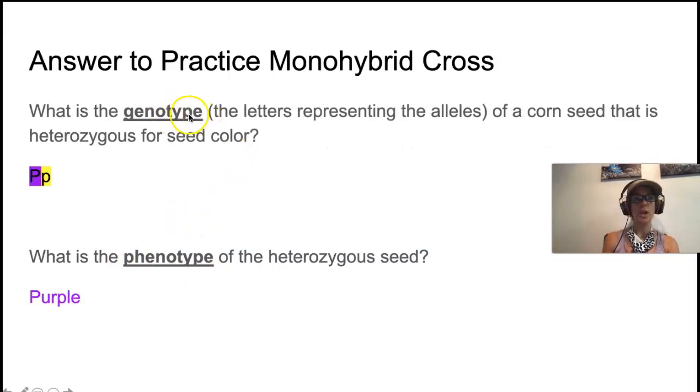So the genotype of the corn seed that is heterozygous is a capital P and a lowercase p, because you're told it's heterozygous. You have to have a mix. The phenotype will be that it is purple, because even though there is a recessive allele present, the dominant purple allele masks that. The yellow allele is present. It is functional. It can be passed to offspring, but we don't see it in the phenotype.